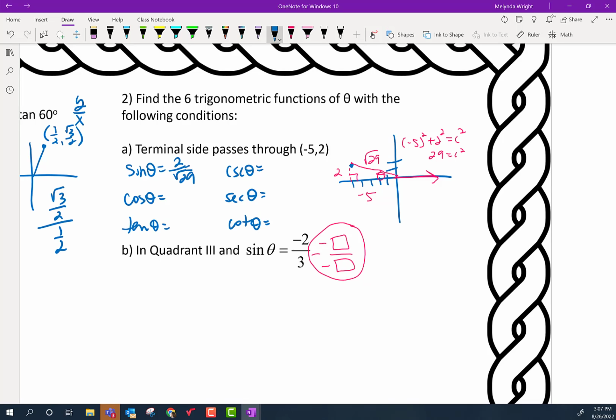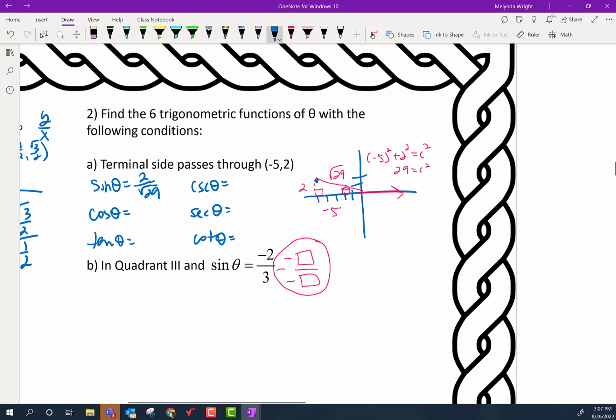Now, in all likelihood, your book will probably want you to rationalize. On any test or anything, you do not have to rationalize, but the book probably will. So let's remind ourselves how to rationalize. I'll just put it over here. So 2 over root 29. Remember, how do we rationalize? We multiply by root 29 over root 29. That's what we do.